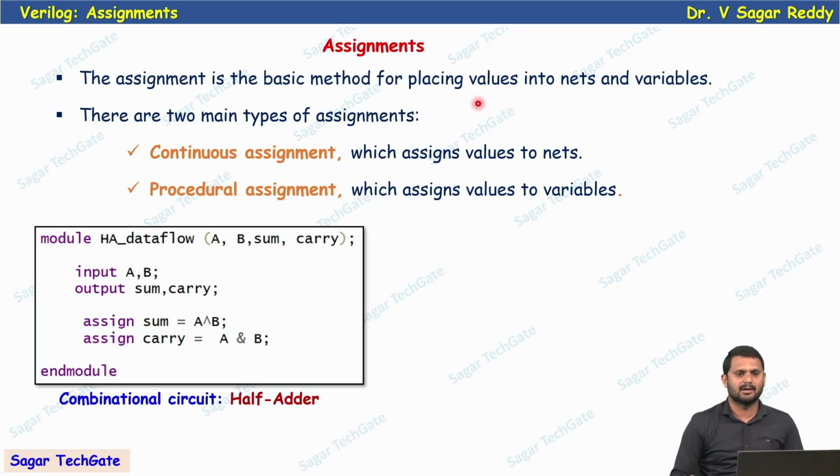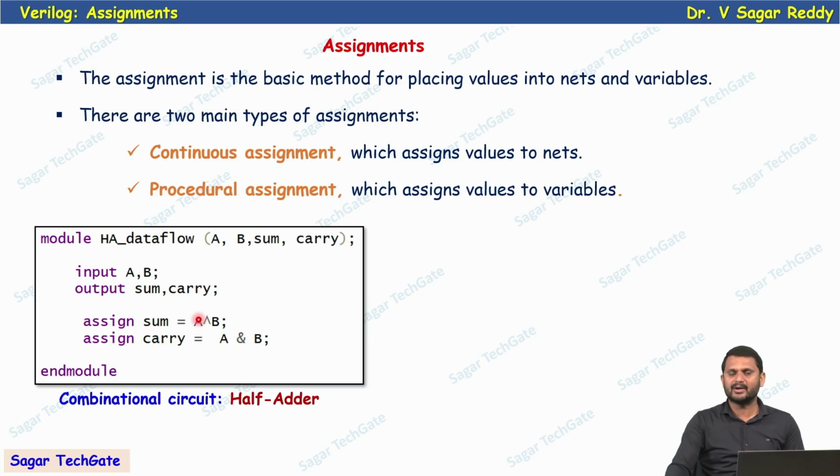See in this example, if you observe, what is this? assign sum = A XOR B. It is a continuous assignment statement. And assign carry = A and B. This is a simple example of a half adder. So these two statements are continuous assignment statements.